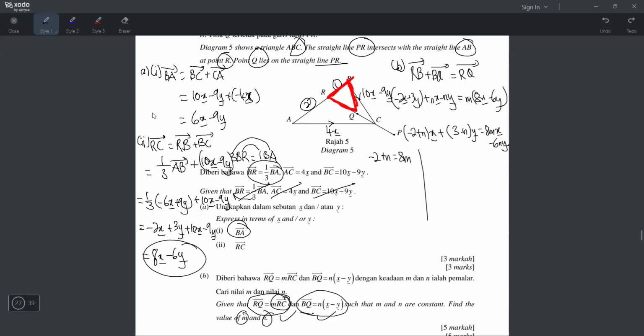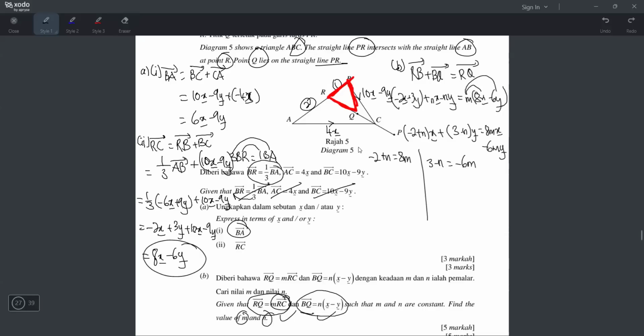This is not 6n, this is 6m. This one is not 6n. Yeah, it's 6m. Why? Because m times 8x is 8mx. M times negative 6, it should be negative 6my. Wrong. Okay, so it should be 3 minus n equals negative 6m here. Okay, I made a mistake. It means that I have to do simultaneous equations. Yes, have to use the substitution or elimination method.